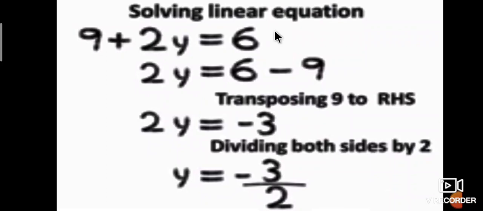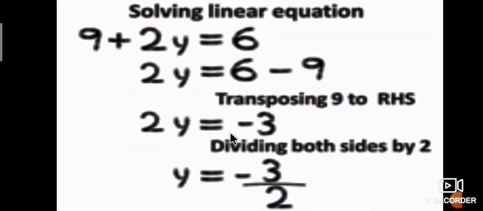Solving the linear equation 9 plus 2y is equal to 6. Therefore, 2y is equal to 6 minus 9. Transposing 9 to the RHS, observe here, plus 9 transferred from LHS to RHS becomes minus 9.